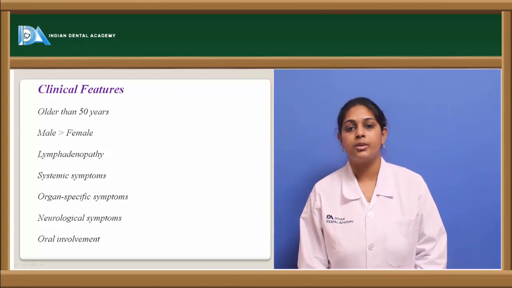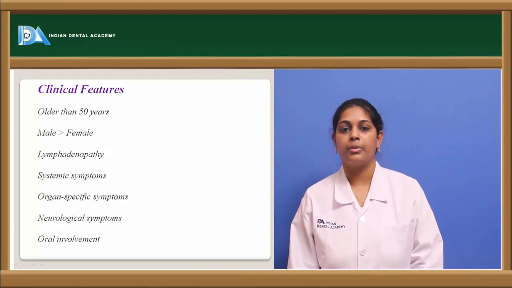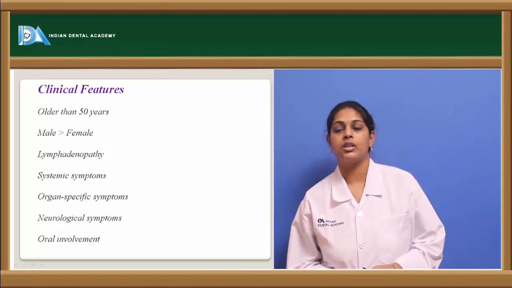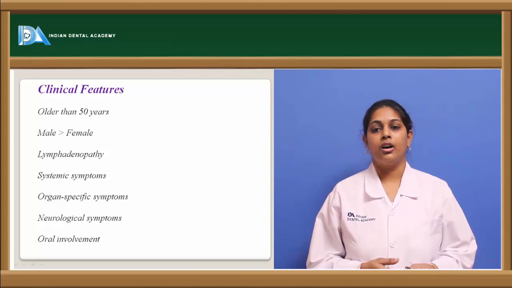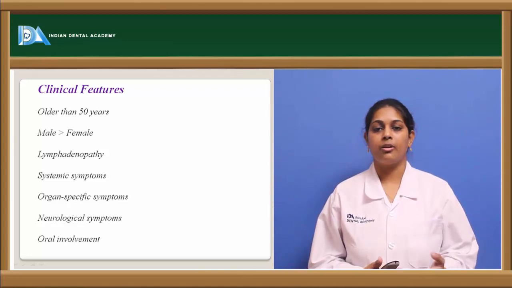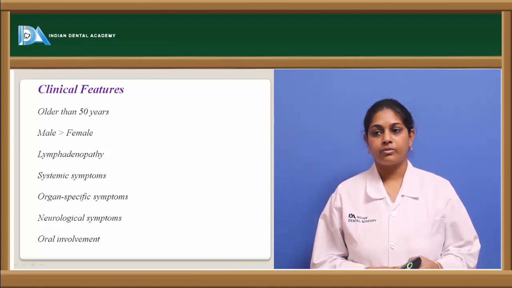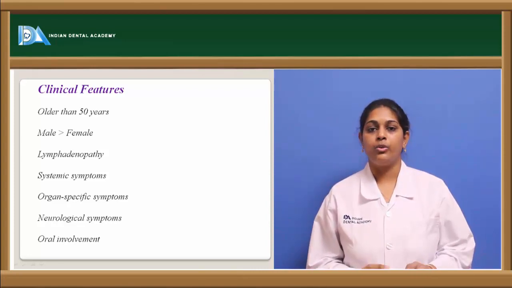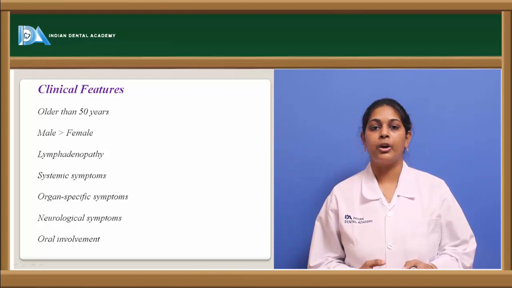And there are even other systemic symptoms. Patients might give a history of fever, chills, malaise, night sweats, weight loss, and fatigue. These were the systemic symptoms observed in non-Hodgkin's lymphoma. Other than that, organ-specific symptoms can also be seen, that is, involvement of the non-Hodgkin's lymphoma at particular areas.